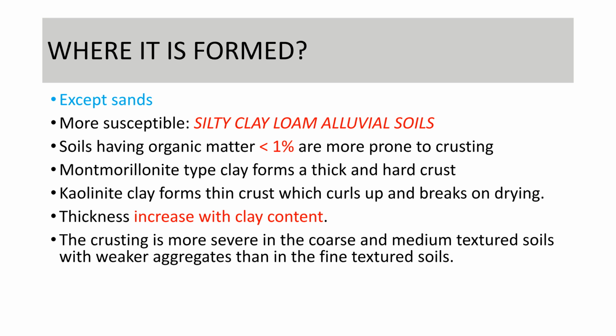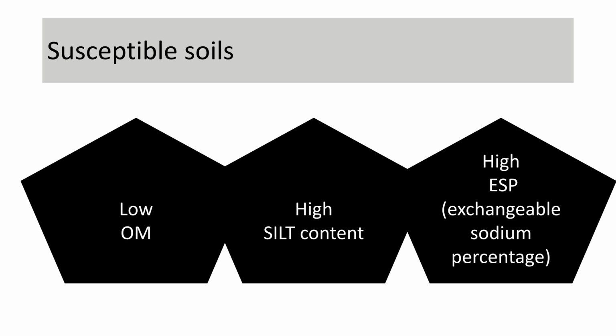Crusting is generally less common in sands, but is more susceptible in silty clay loam alluvial soils. Soils with less than 1% organic matter are also more prone to crusting. Susceptible soils typically have low organic matter, high silt content, and a high exchangeable sodium percentage.